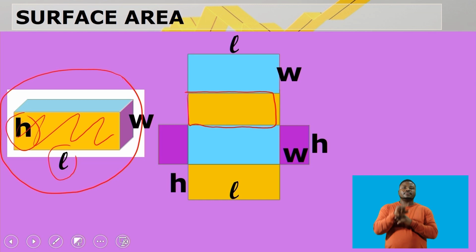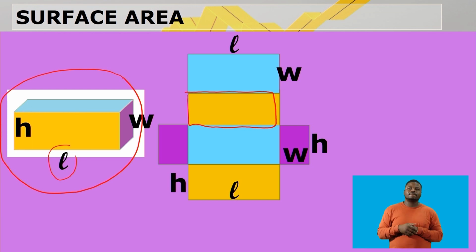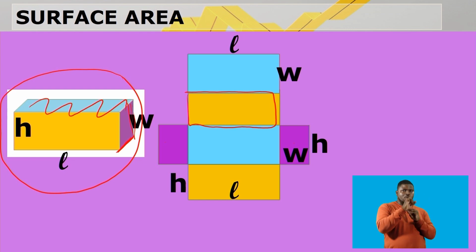So that's the height and the length, and there's 2 of those, one in the front, one in the back. Then, if we look at the purple part, we are using the width and the height. That's the height, and there is the width, and there's 2 of those. And then the last part, the blue one, is the length and the width.